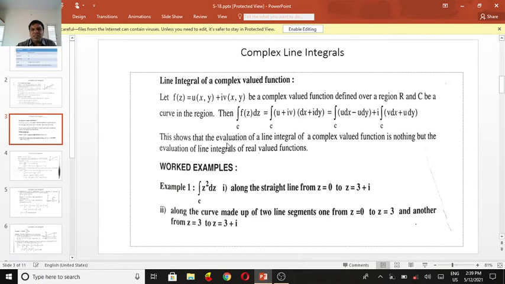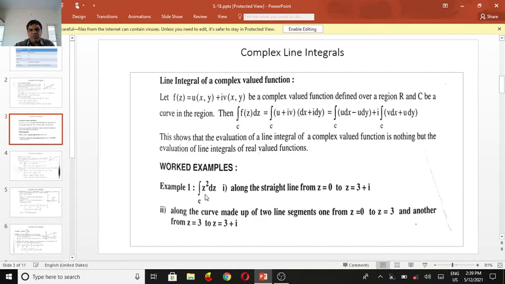This shows that the evaluation of a line integral of a complex valued function is nothing but the evaluation of line integrals of real valued functions. This is the way: for the given function, separate the real and imaginary parts, then integrate. I will take a few examples on the method of integrating in complex form.